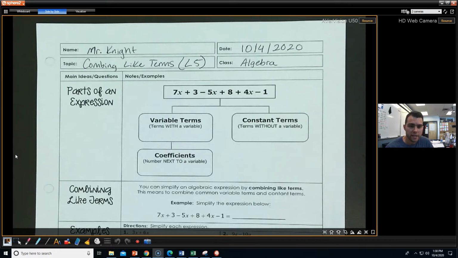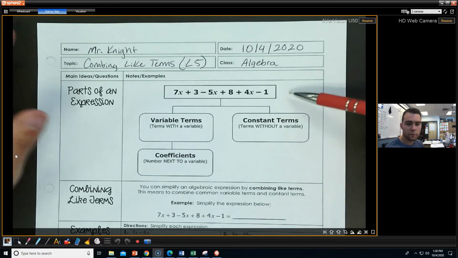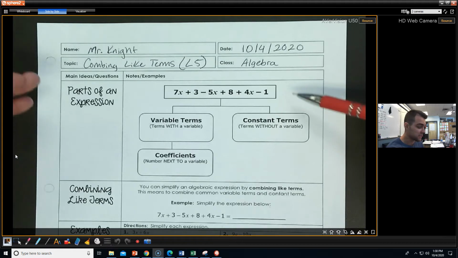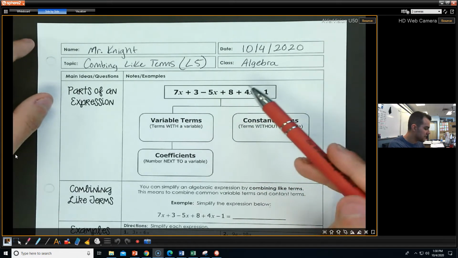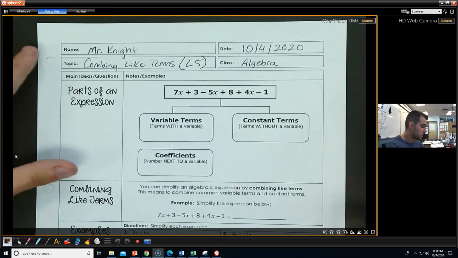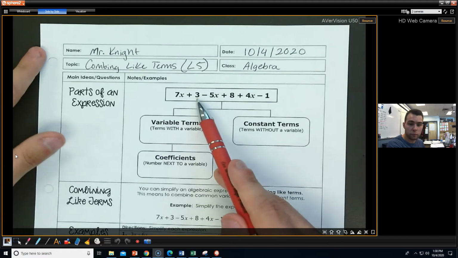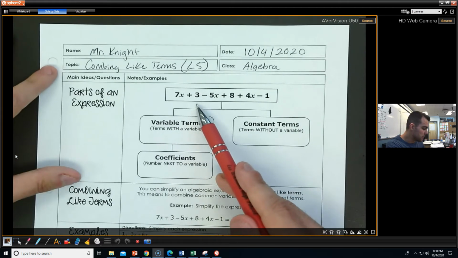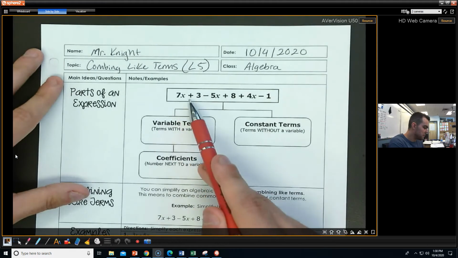It is Mr. Knight yet again, and today we're going to look at Level 5, which is combining like terms, and that's going to be our main topic for today. So if you're looking at this, right here we have an expression. Remember, it's an expression if it doesn't have an equal sign or anything. It's just a bunch of terms that are together. A term is anything that is being multiplied together. So it can be this 7x, which is 7 times x. It could be just this 3, just chilling by itself. It could also just be x. It's really any of the terms that are separated by addition, subtraction.